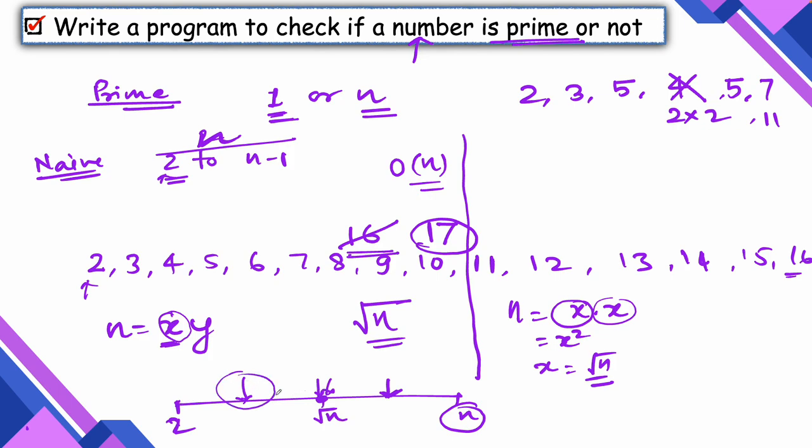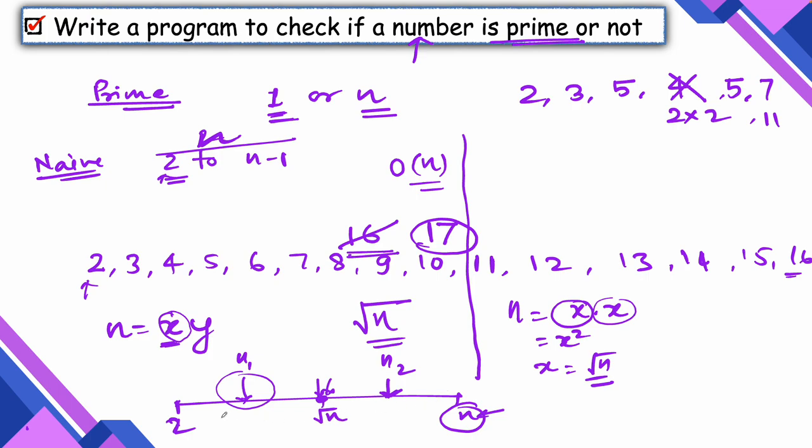Till root n, if you are able to find a number that divides n, then n will not be a prime. If till root n you are not able to find any number which divides n, then you are good to go, it is going to be a prime number. So this is approach 1, this is approach 2. We start iterating from 2 to root n.